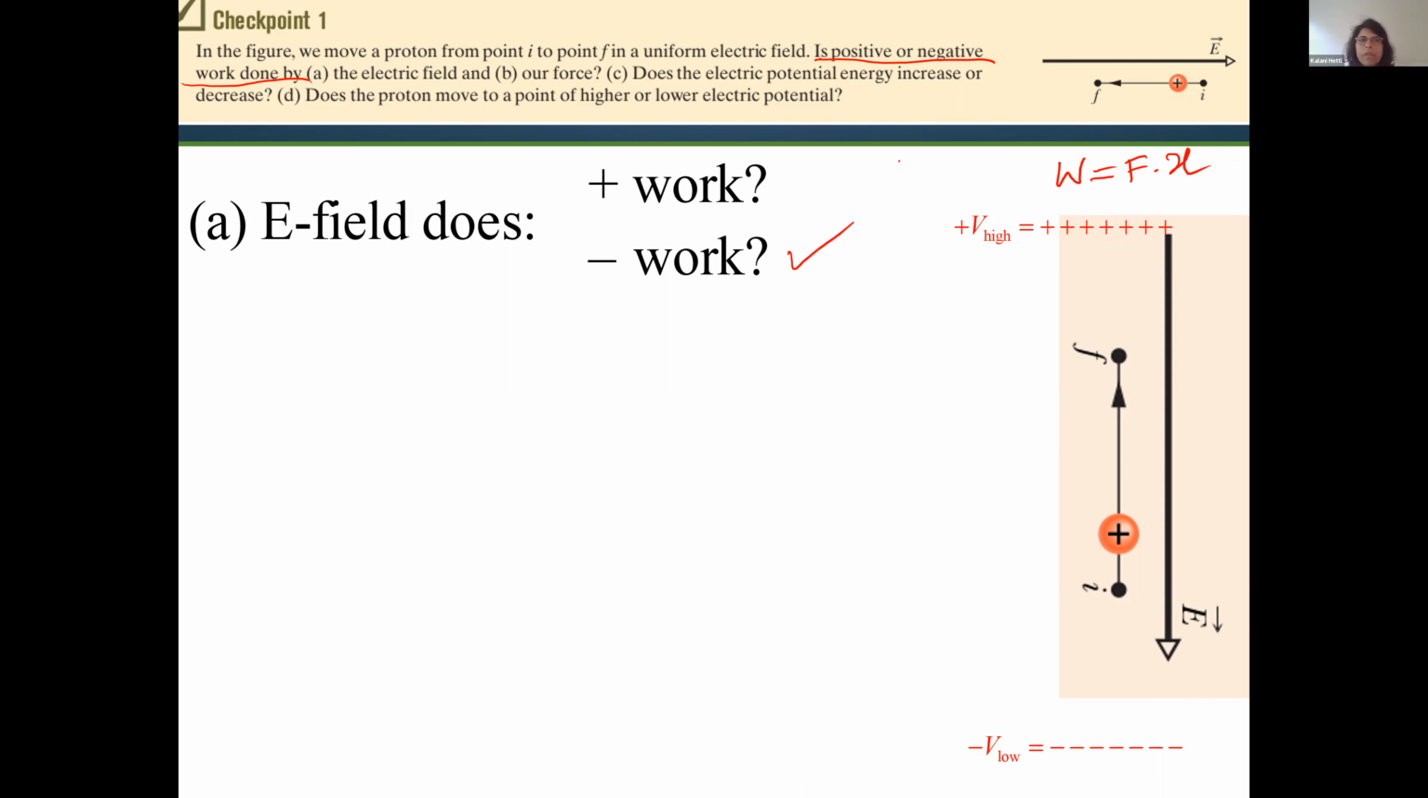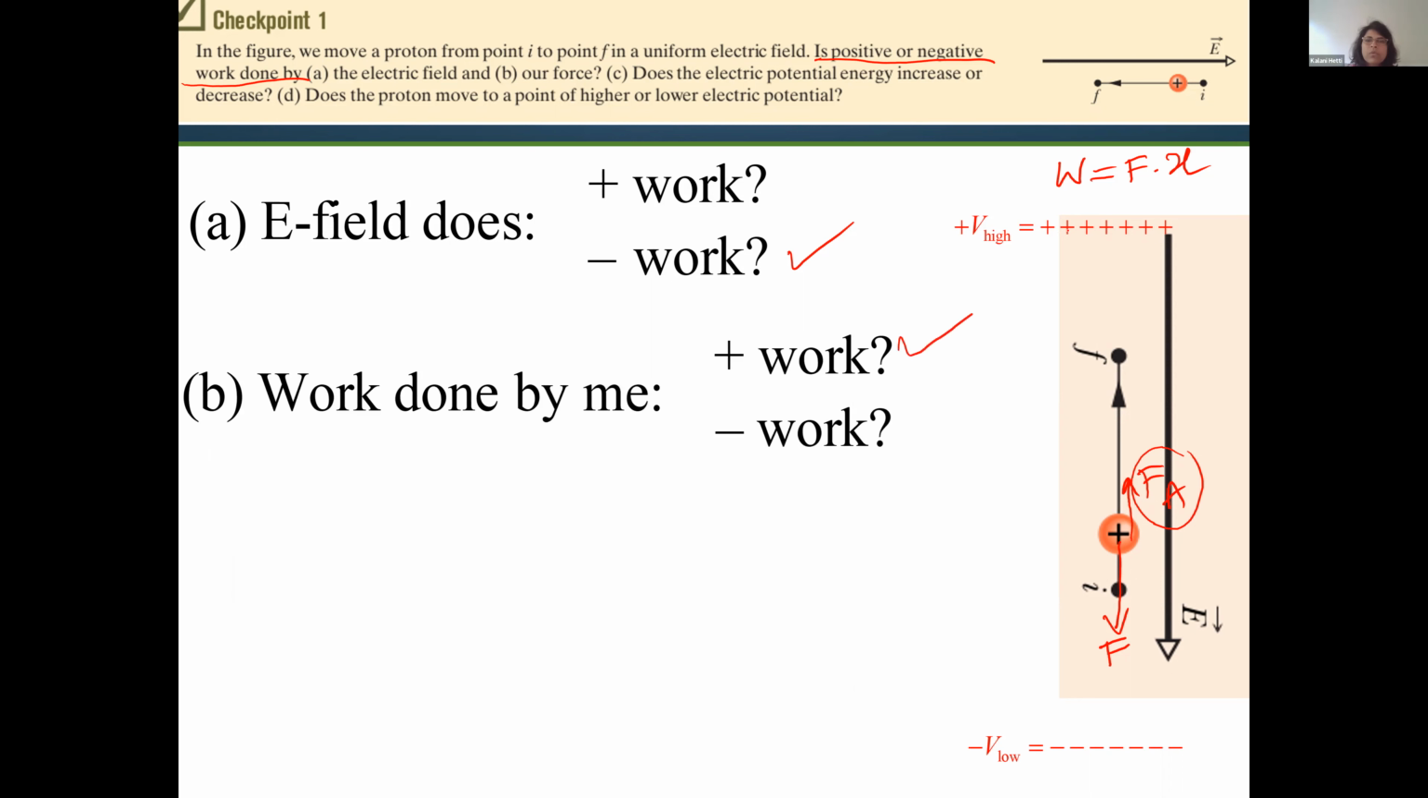Negative work done. Okay. My second question is our force, not the electric force. The electric force on this particle will, again, do negative work. But what you are doing is trying to push this particle this way by applying a force opposed to the electric force, right? The electric force in this case will be in this direction. But you're going to apply the force in the opposite direction to move the particle toward the positive terminal. Then that applied force does positive work because it moves in the same direction. Then B will be positive work done.